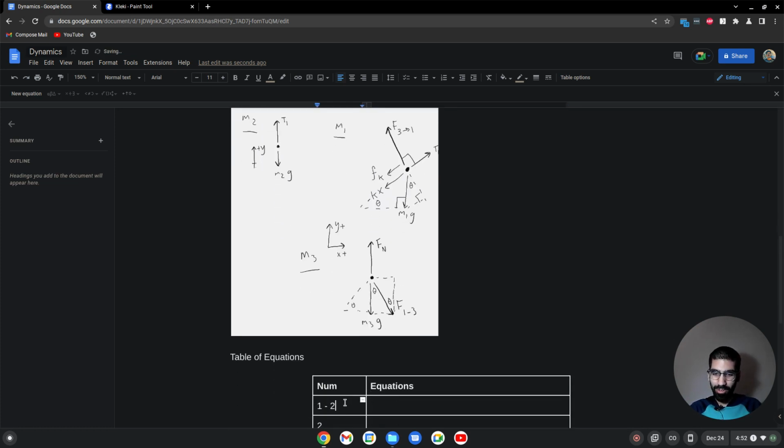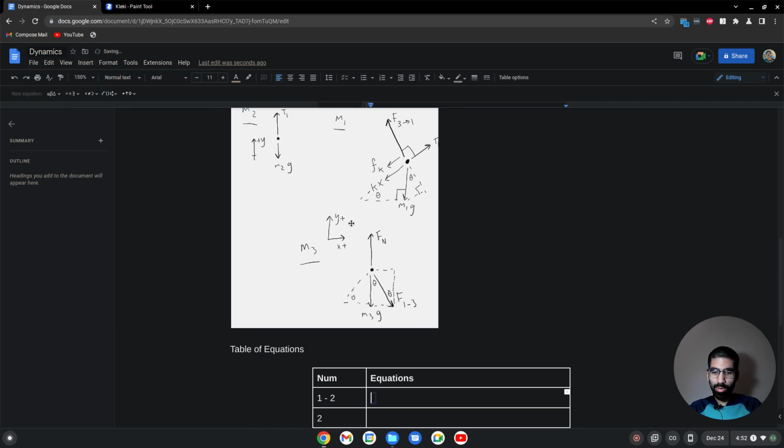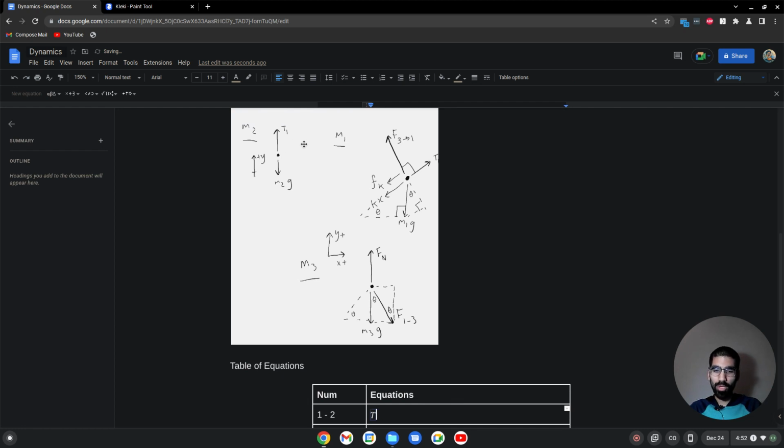So I'm just going to put in a reference. Hey, we're dealing with object 2. In this case, we have the positive direction to be up, so we have T1, it's positive, minus m2g. These are the net forces, yeah?